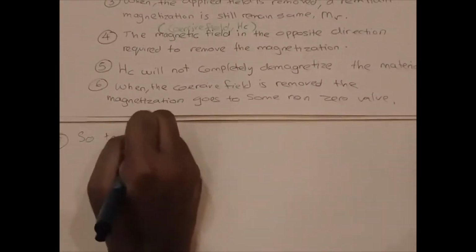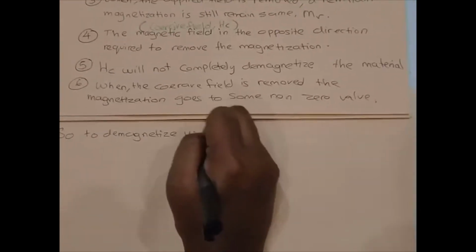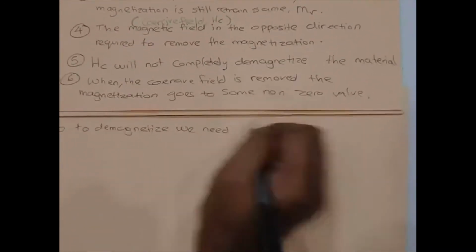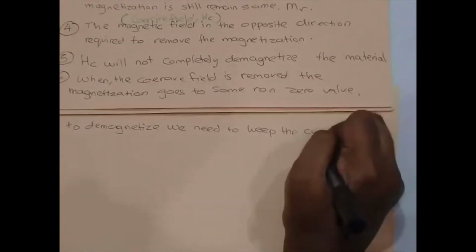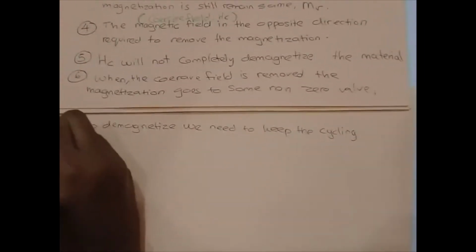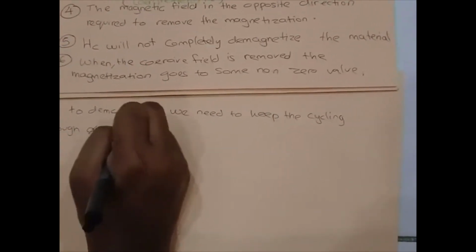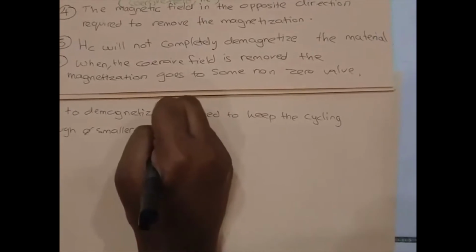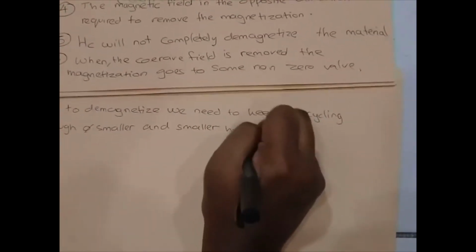To demagnetize, we need to keep cycling through smaller and smaller hysteresis cycles.